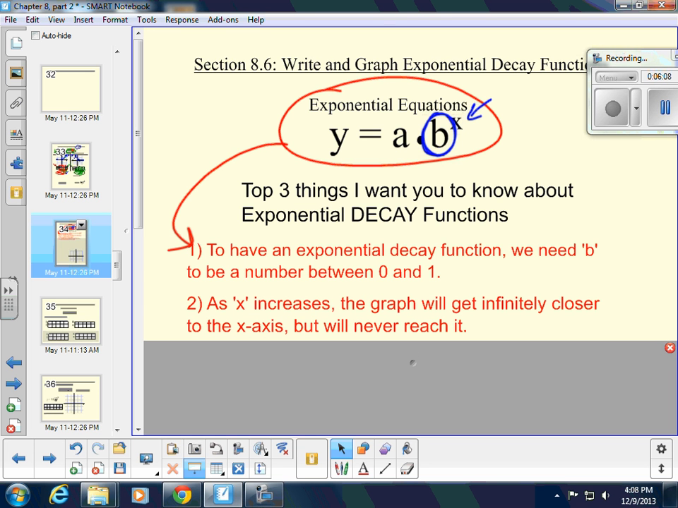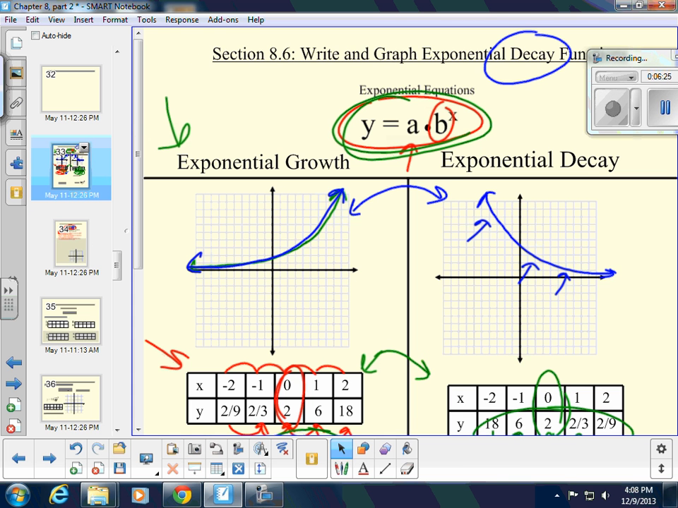The second most important thing I'd say that you should know about exponential decay functions is as x increases, the graph will get closer and closer to the x-axis, but will never actually touch the x-axis. Again, something we talked about with exponential growth functions as well. And just cutting back to our graph here to show that quickly. Right here, as we get farther and farther along the x-axis, we're noticing this line will get closer and closer to the x-axis, but it'll never actually get to it.